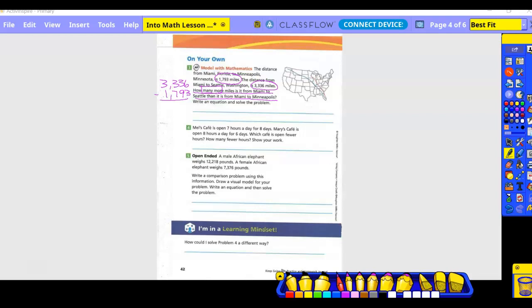So 6 minus 3 is 3. We have 13. We have 2. Can I take 7 from 2? Nope, so this becomes a 12 and this becomes a 2. 13 minus 9 is 4. 12 minus 7 is 5. And 2 minus 1 is 1. So we would write 1,543. And what's my label? Miles.